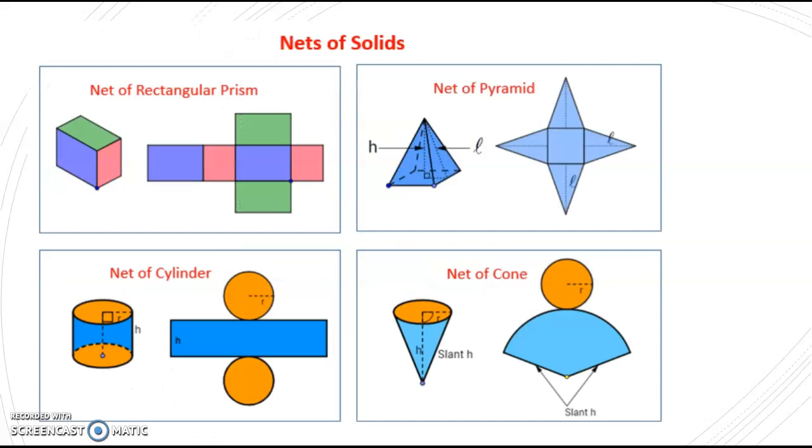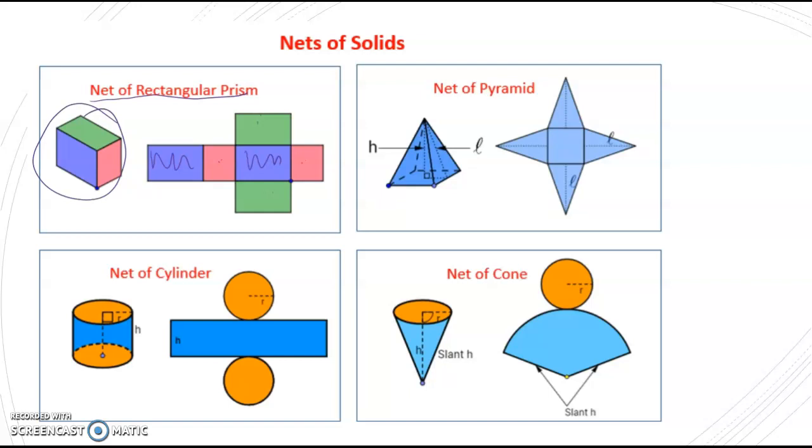We use nets to kind of open up our shapes. When I open up these shapes, I end up with something that is formed using those bases and those sides. So if I look at this net of a rectangular prism, I can see that I have the two parallel bases here. These two sides are parallel, and these two sides are parallel. If I were to fold this up, I would get this rectangular prism shape.